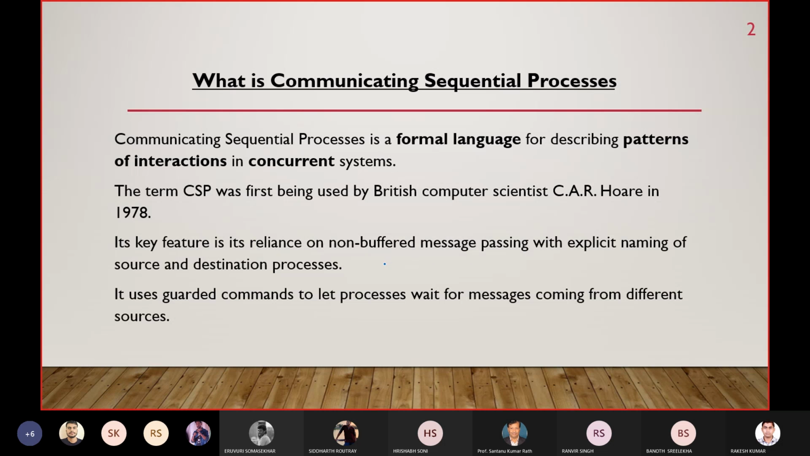I will also, in the next slide, discuss what non-buffered message passing with explicit naming of source and destination processes is. The name of the source and the destination processes has to be defined explicitly. It also uses guarded commands to let processes wait for messages coming from different sources. I will discuss guarded commands in the next slide.